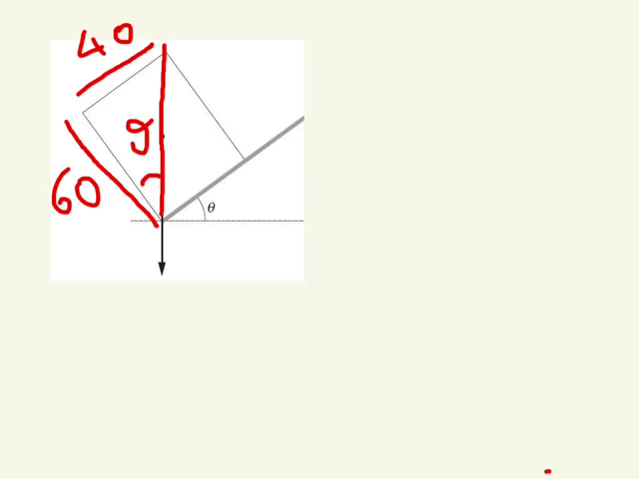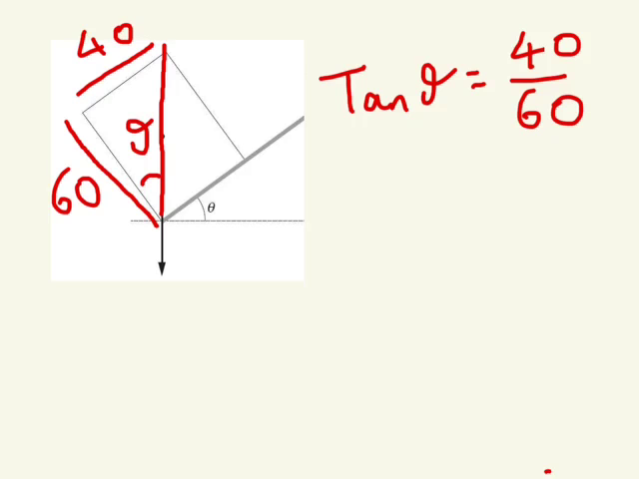So now it's just a case of some quite straightforward trigonometry. We say that tan theta must be equal to the opposite over the adjacent, and then we find out that theta equals 33.7 degrees by taking the inverse tan of 40 over 60.